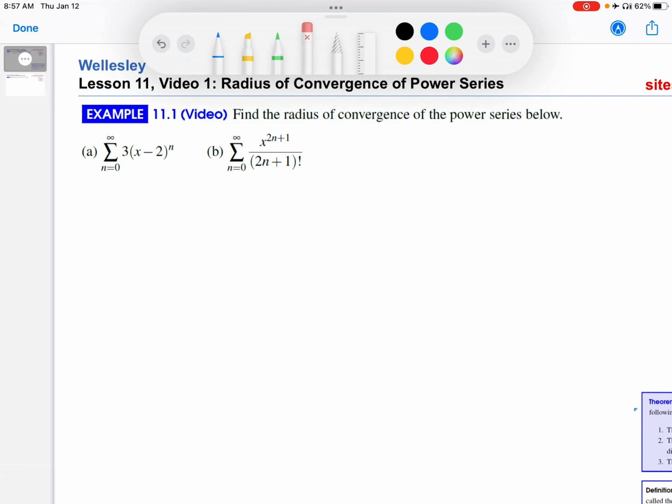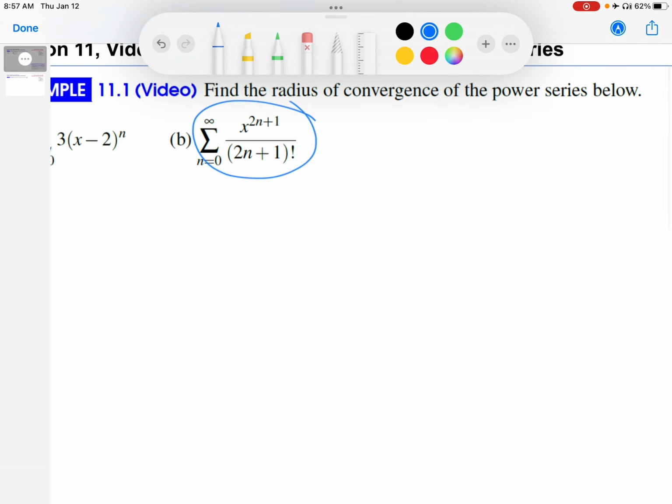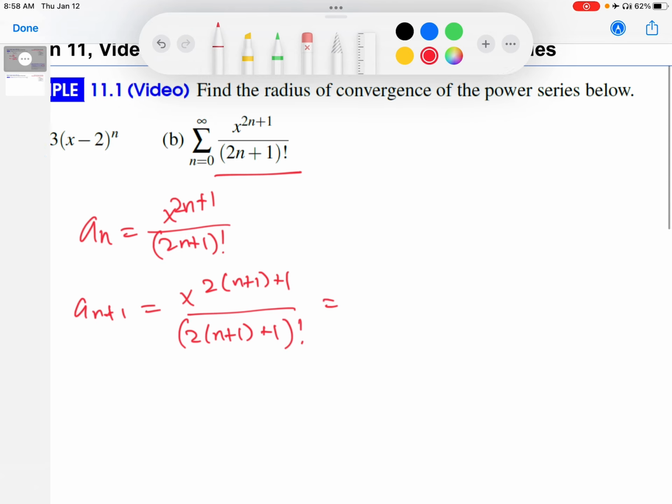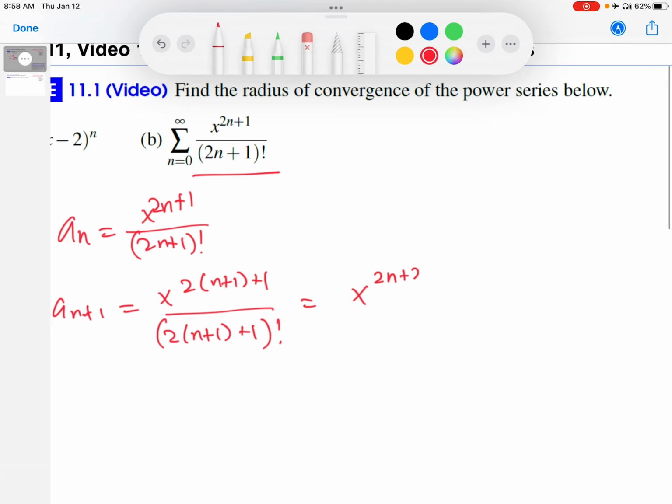It says the sum from 0 to infinity of x to the 2n plus 1 over 2n plus 1 factorial. So the a_n term here is x to the 2n plus 1 over 2n plus 1 factorial. And then I'm going to put in n plus 1 here. Everywhere I see an n, I'll put in n plus 1, and down here I'll put in n plus 1 as well. So I have x to the 2n plus 2 plus 1 over 2n plus 2 plus 1 factorial.